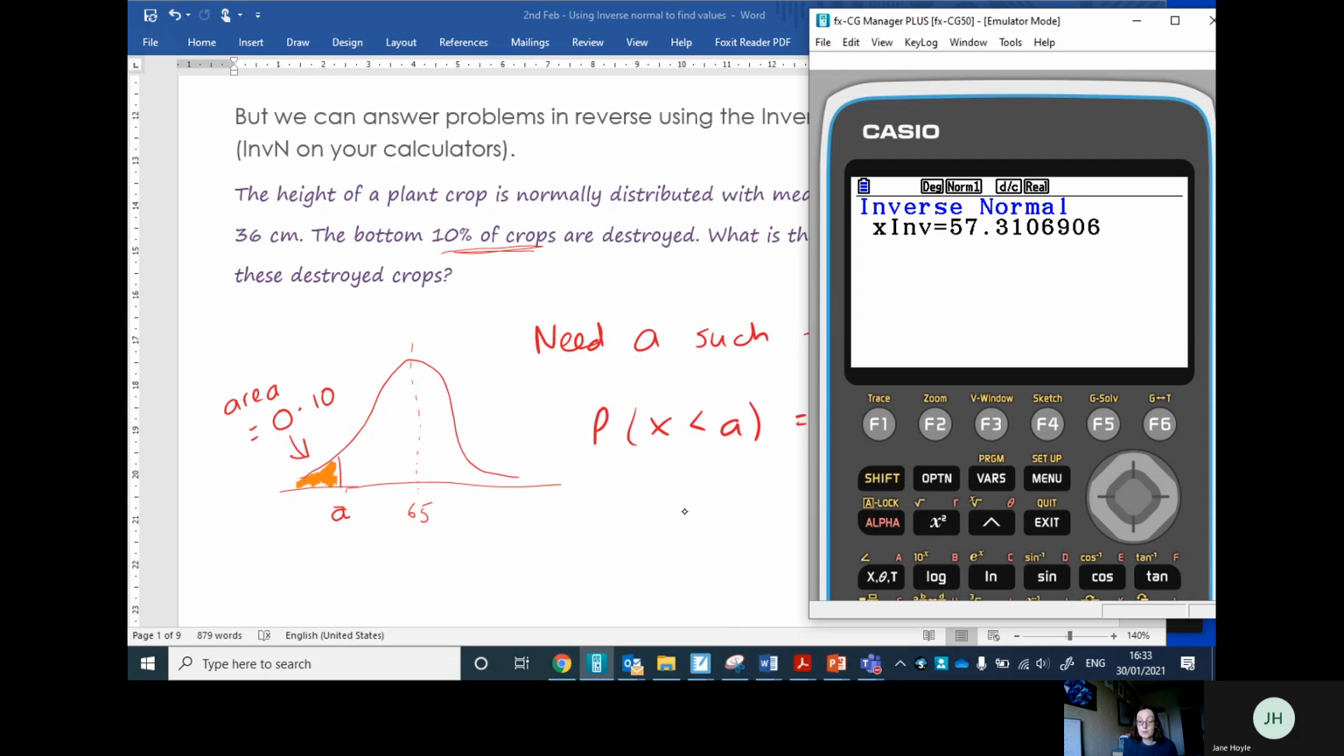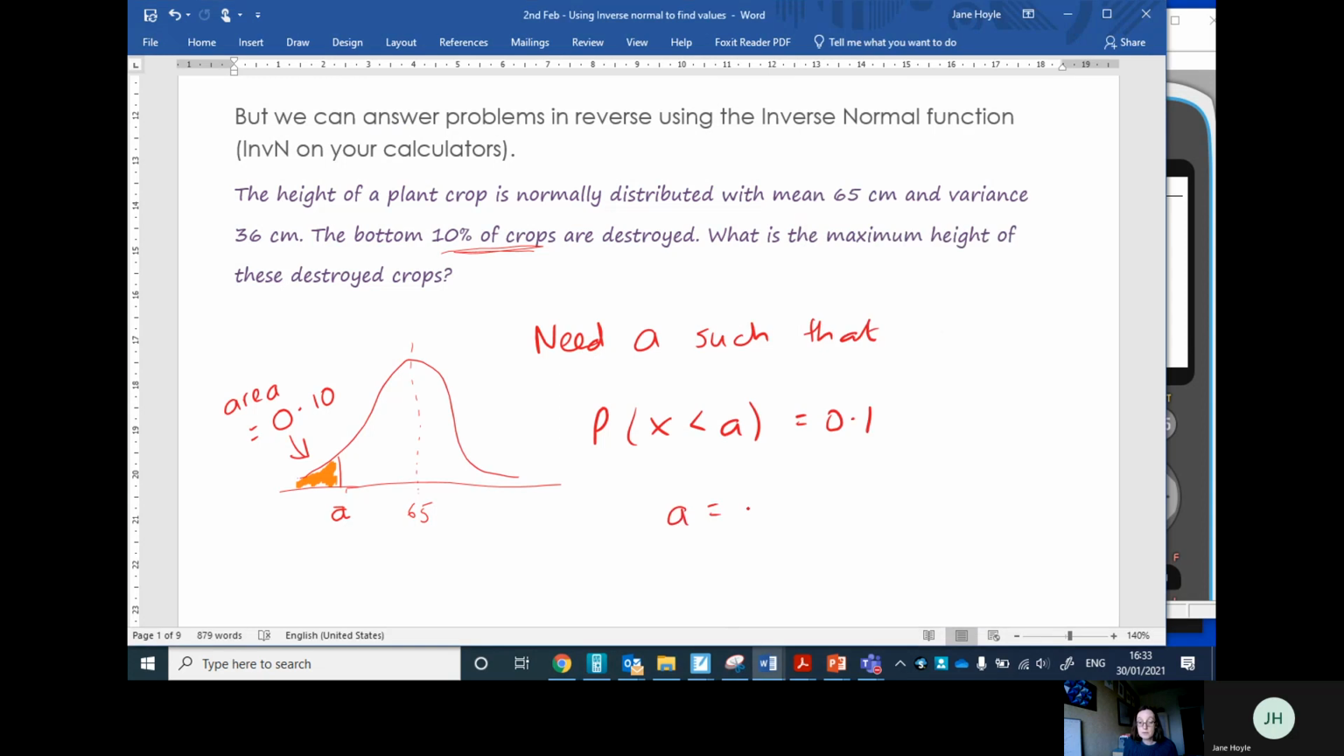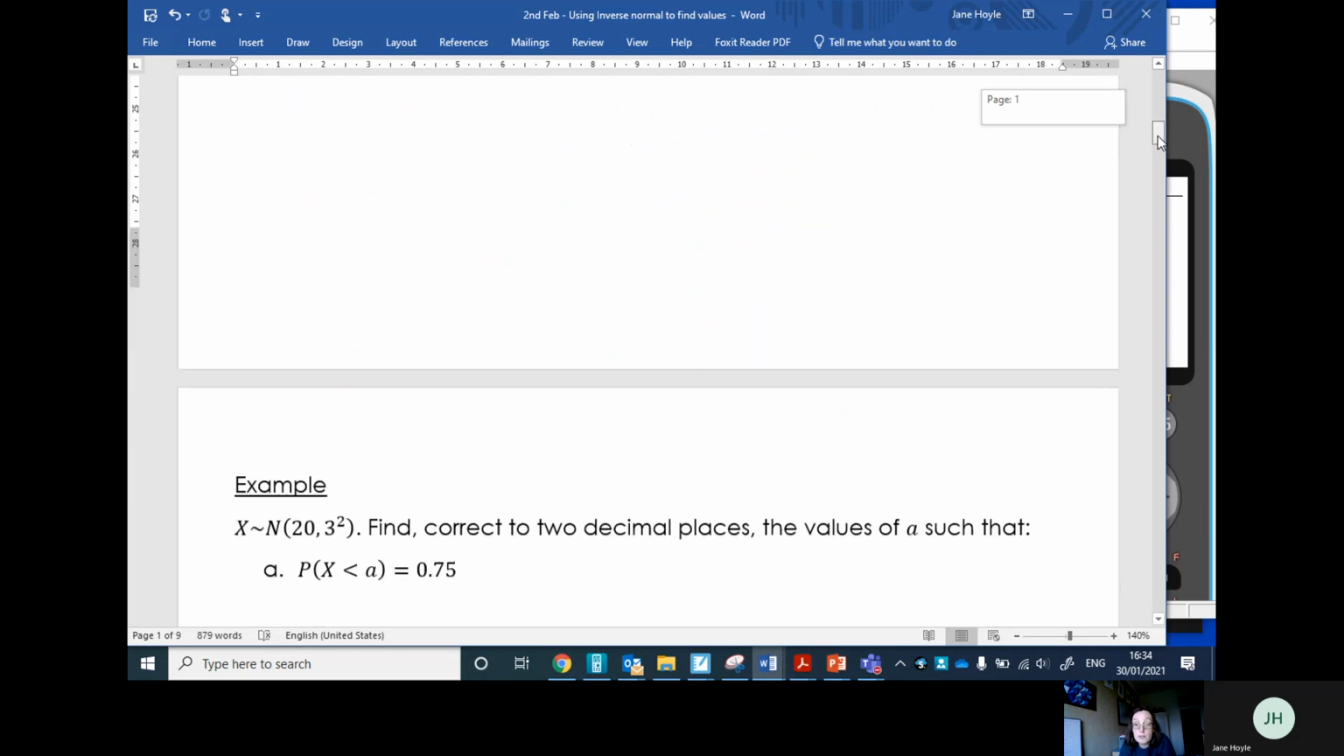So 57.3, A equals 57.3, and that is a height, so centimetres. And then having the diagram there can help. Okay, does 57.3 seem sensible there? Well, yes, it does, doesn't it? The mean is 65, and it's a decent way to the left. Yep, so I'm happy with that. That looks good. So what we're going to do today is just essentially practice using that function.